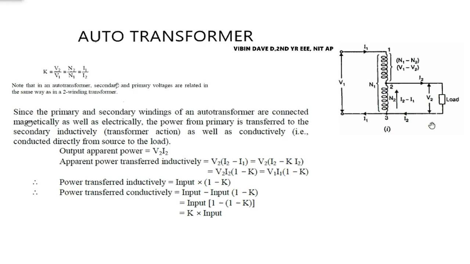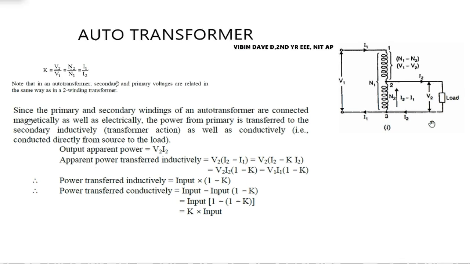Okay, let's see the power transfer of an autotransformer. As I already said, the transformer ratio is just like the two winding transformer: V2 by V1 equals N2 by N1. Since the primary and secondary winding of an autotransformer are connected magnetically as well as electrically, unlike the two winding transformer where there was no connection between primary and secondary and the connection was purely magnetic, the power is transmitted both conductively and inductively. The apparent power transferred inductively will be equal to V2 into I2 minus I1.